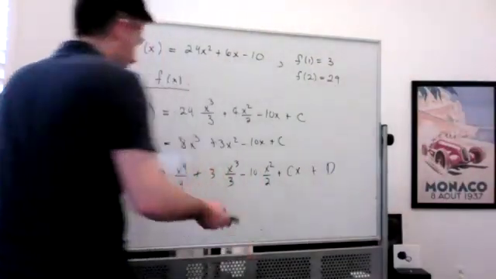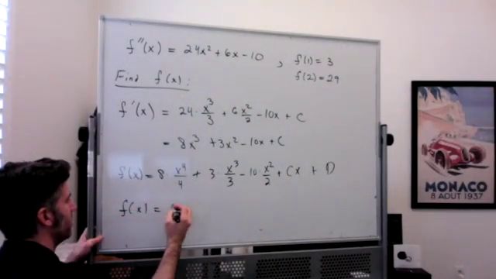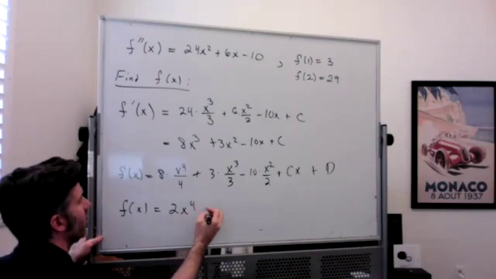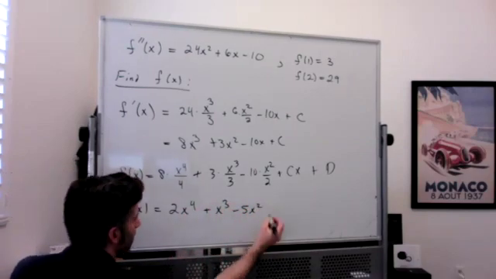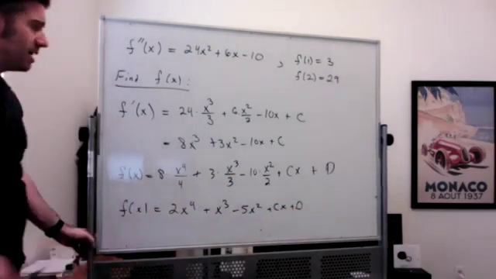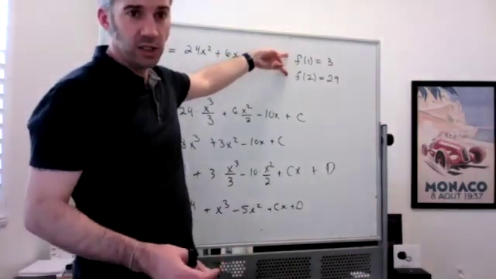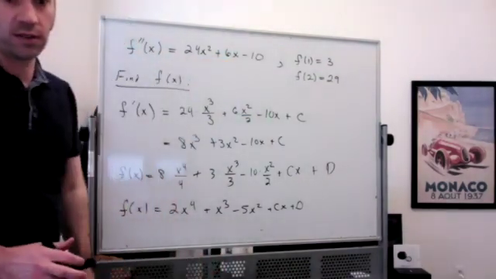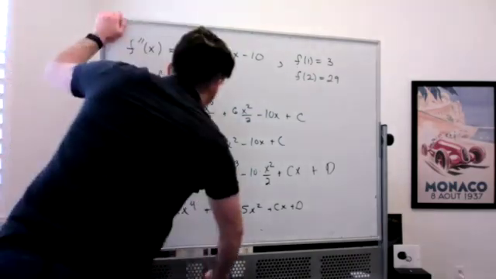So let's simplify this. Here's what we've got. We've got f of x is equal to 2x to the 4th plus x cubed minus 5x squared plus cx plus d. And now our job is to plug in these two pieces of information and solve for c and d respectively. I guess I'm going to need the other side of the board.